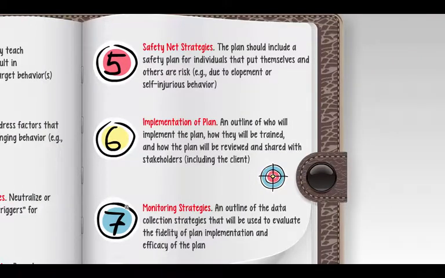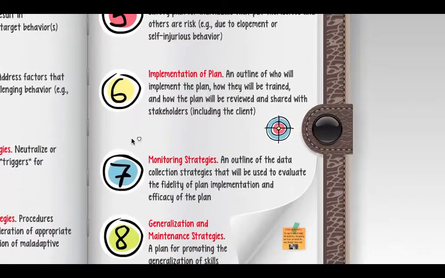Also within the plan, there'll be what's referred to as safety net strategies. The plan should include a safety plan. The behavior intervention plan should involve a safety component if the individual has a history of putting themselves or others at risk, for example, due to elopement or self-injurious behavior. Finally, there'll be information regarding the implementation of the plan. That will be an outline of who will implement the plan, how they'll be trained to implement it, and how the plan will be reviewed and shared with stakeholders as well.